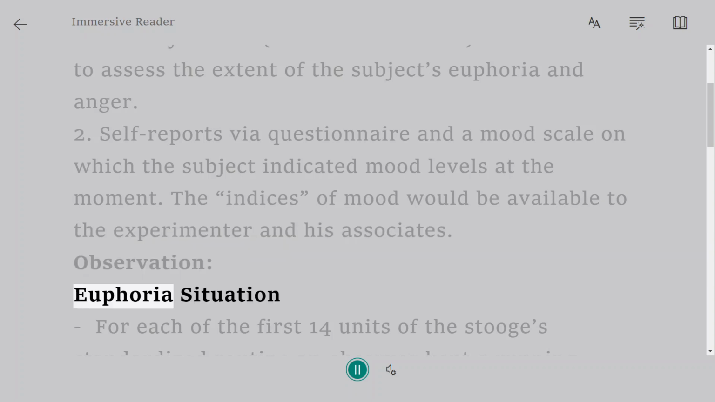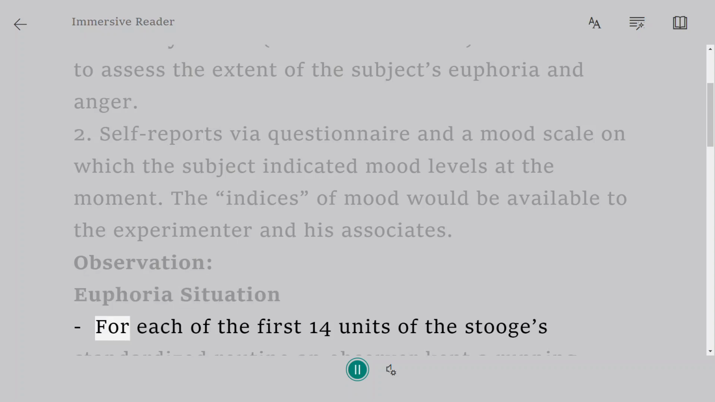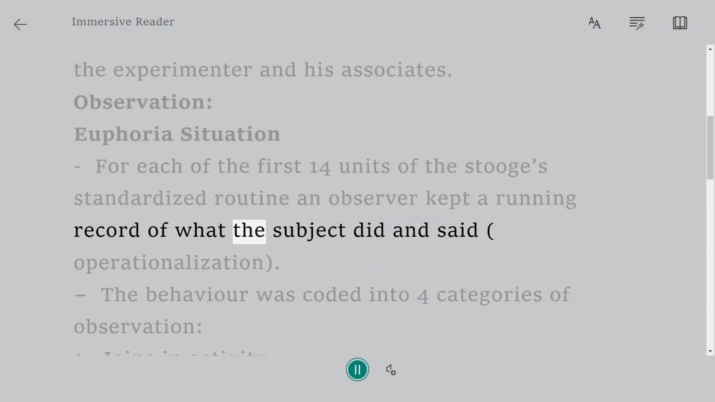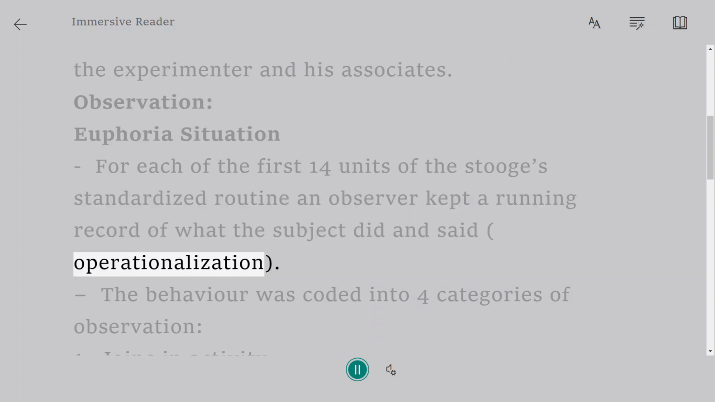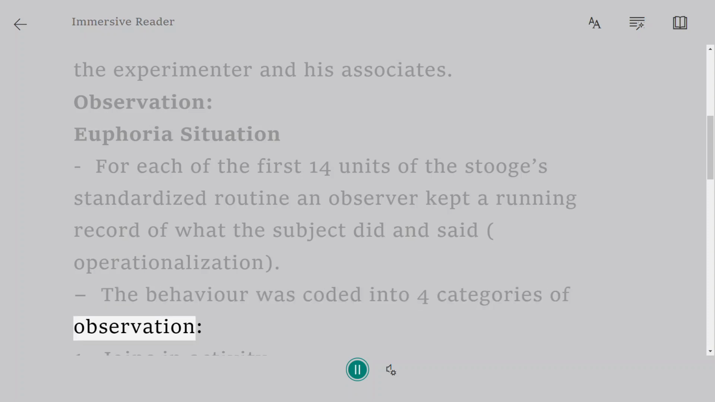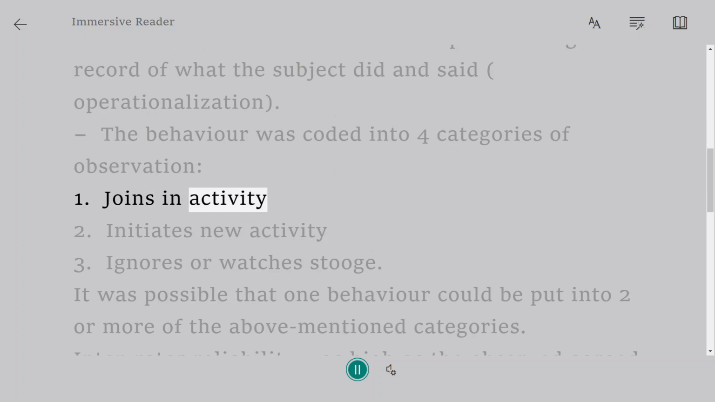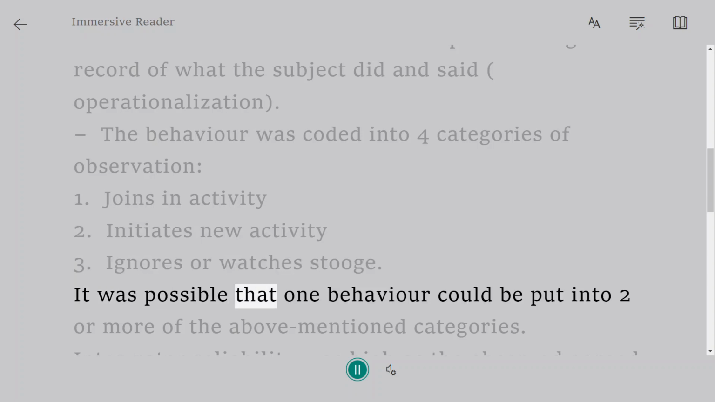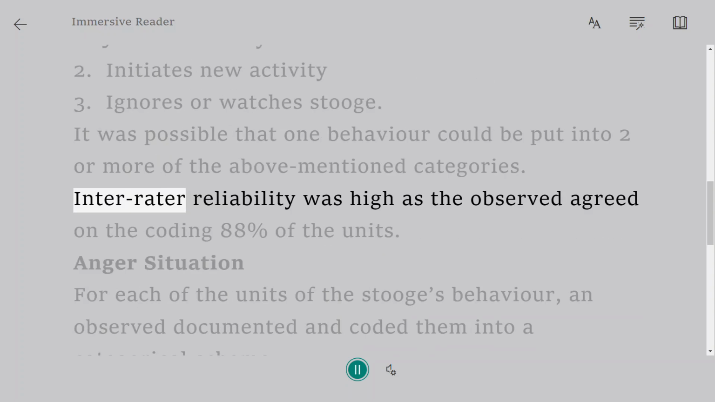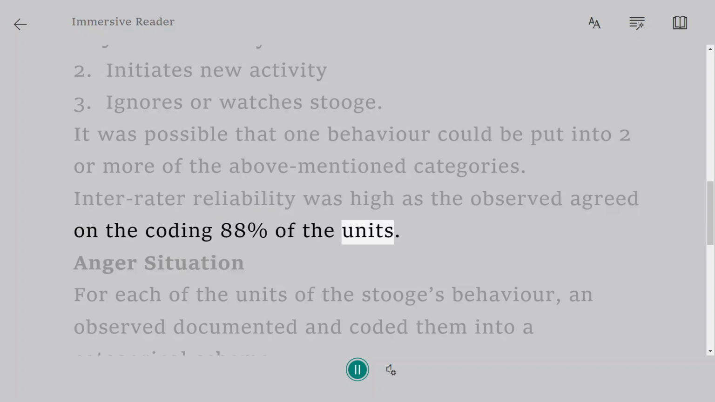Observation. Euphoria situation. For each of the first 14 units of the Stooge's standardized routine, an observer kept a running record of what the subject did and said, operationalization. The behavior was coded into 4 categories of observation. 1. Joins in activity. 2. Initiates new activity. 3. Ignores or watches Stooge. It was possible that one behavior could be put into 2 or more of the above-mentioned categories. Inter-rater reliability was high as the observers agreed on the coding of 88% of the units.